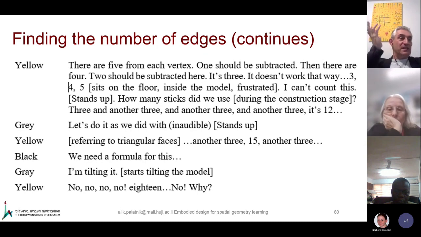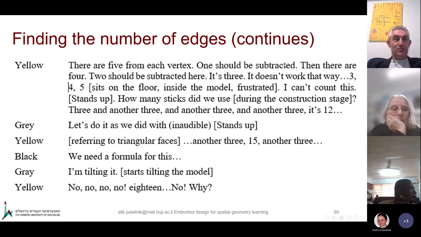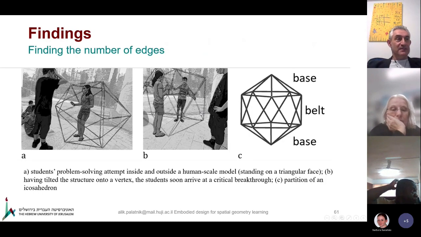And she tried to say something, okay, but then Gray finally has his moment of glory. And he's saying, I'm tilting it. And he starts to tilt the model. She's trying to count, and this is disrupting her. But what is happening is this.